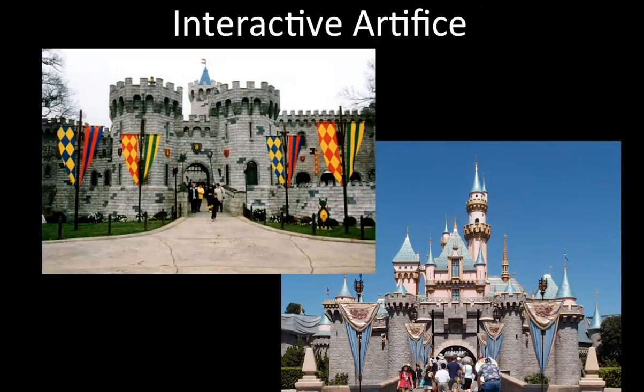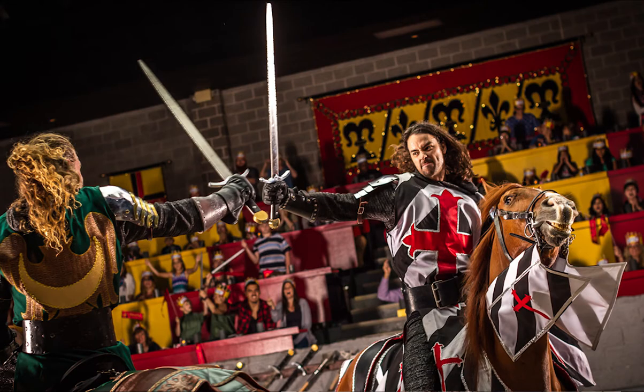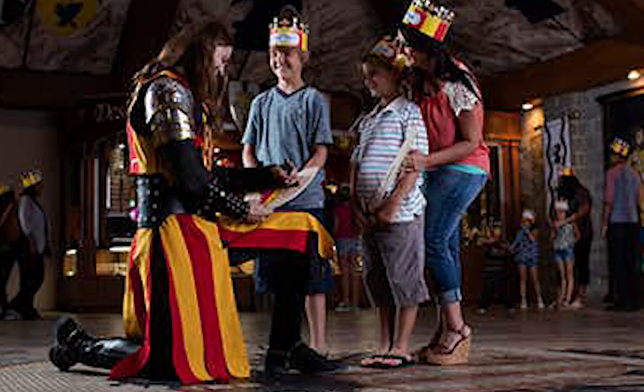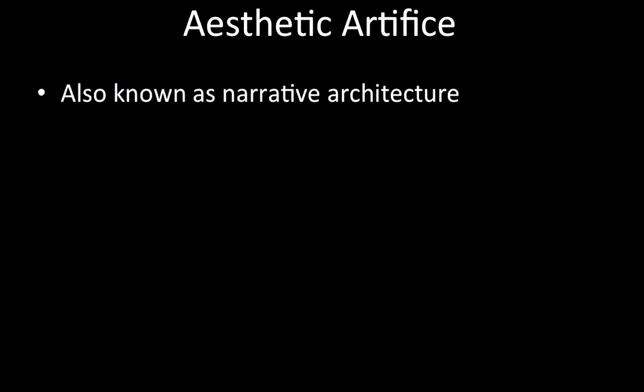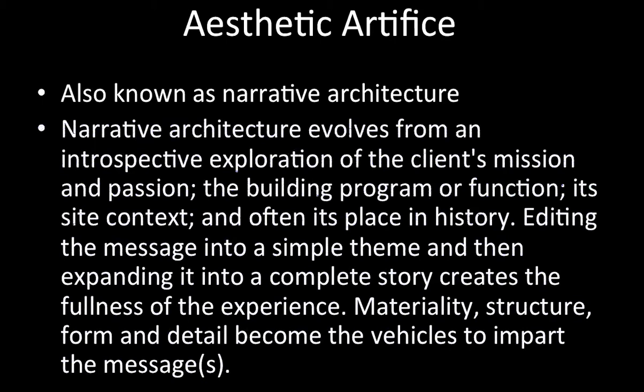Nobody wants that. But we want to interact with a space that makes us feel like we get to enjoy and be immersed in just the good parts of that era. Next is aesthetic artifice. It's also known as narrative architecture, and this is probably the one that is going to seem the least familiar to most of us, but it's also one that affects us the most in our daily lives. Narrative architecture evolves from an introspective exploration of the client's mission and passion.